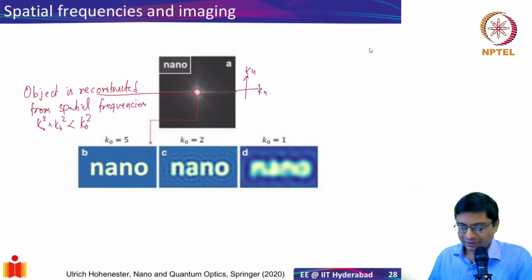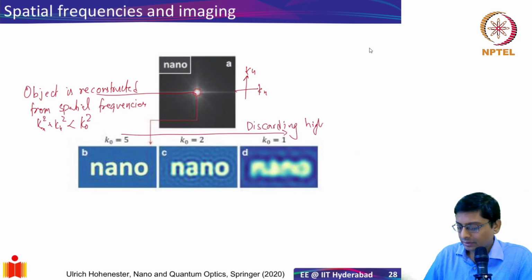In this case, when k naught is large, or when the circle is large, you are effectively seeing the same object. But now I reconstruct with a smaller number of k's. I discard the higher spatial frequencies. So when I reduce my k naught, what I am doing is discarding higher spatial frequencies.